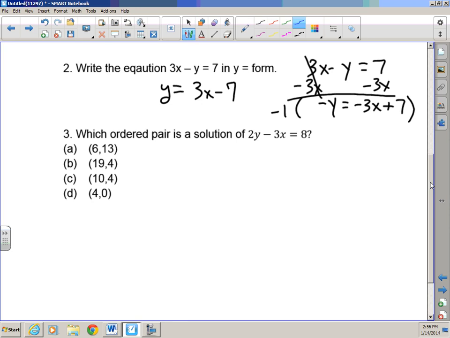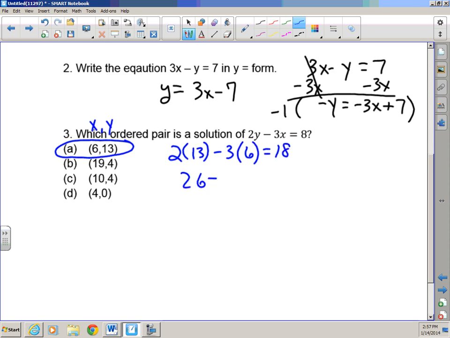All right, which one is the solution? Where people are getting mixed up, the first number is x, the second number is y, while this goes y, x. So the answer, which is A, is because 2 times 13 minus 3 times 6 is equal to 26 minus 18, which equals 8. I'm sorry, jumping ahead there. All right, so don't mix up your ordered pair.